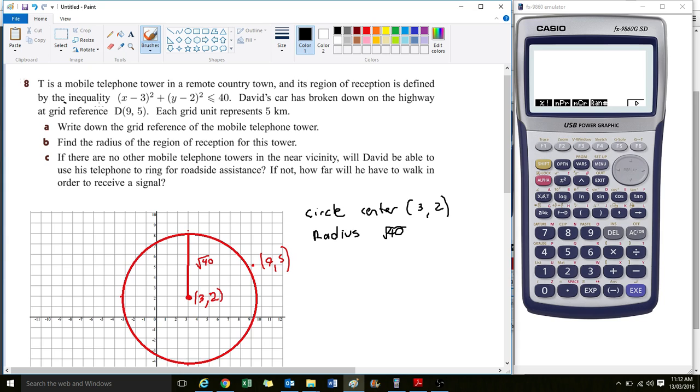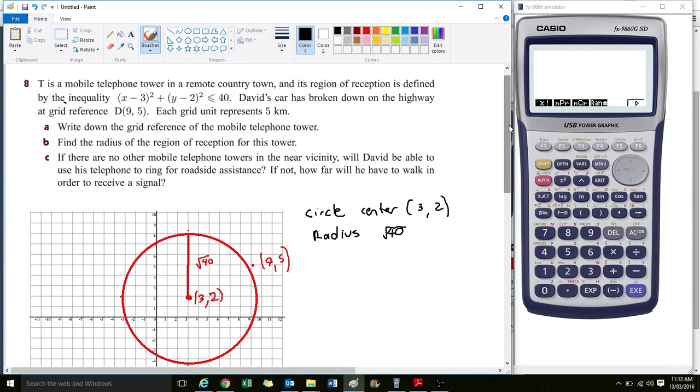Okay, so straight from the equation of the circle, we know the center of this circle is at coordinate x is 3, y is 2, and I've illustrated that on this diagram here. Here is the center, or where the mobile phone tower is. So part A is done. Find the radius of the region of reception for this tower.